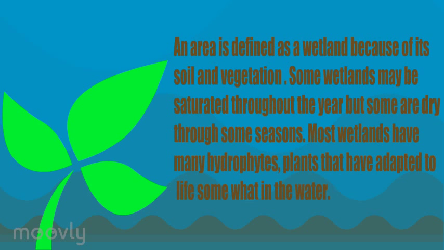An area is defined as a wetland because of its soil and vegetation. Some wetlands may be saturated throughout the year, but some are dry through some seasons. Most wetlands have many hydrophytes, plants that have adapted to life somewhat in the water.